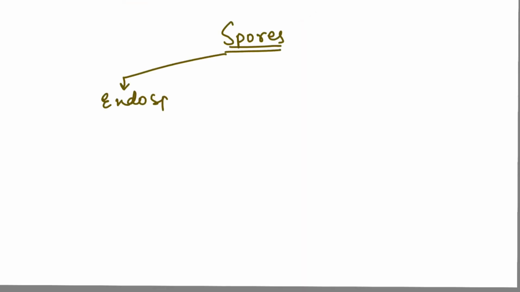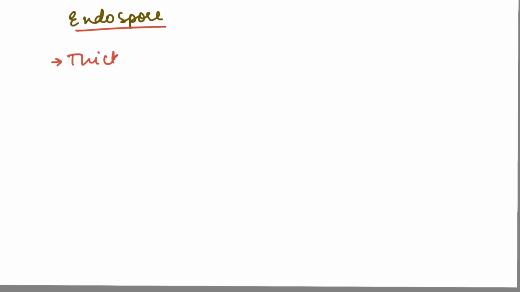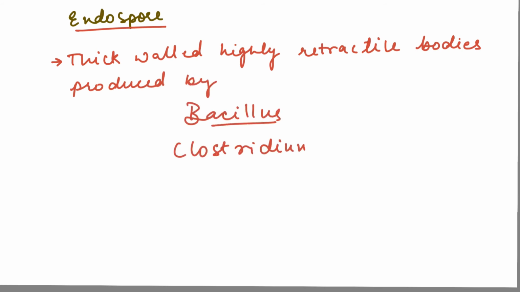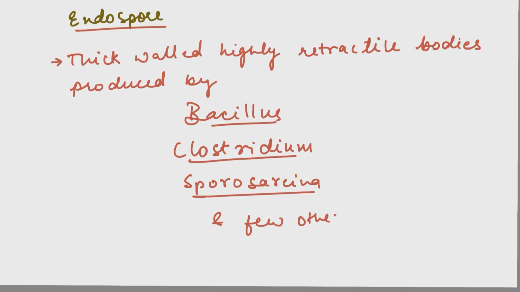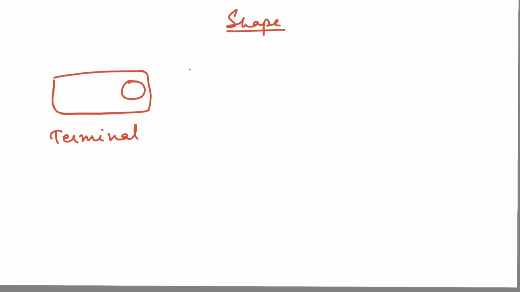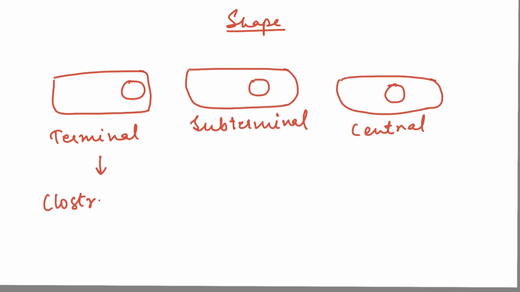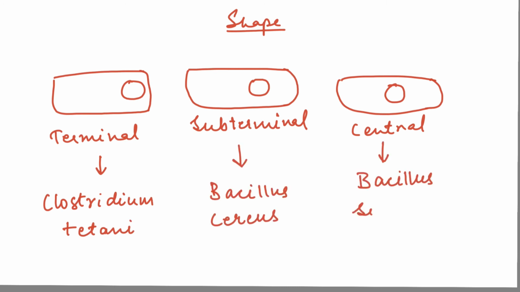In an electron microscope, it is seen as a light area with delicate fibrillar structure. Spores. Spores are of two types, endospores and exospores. Endospores are thick-walled, highly refractile bodies produced by Bacillus, Clostridium, Sporosarcina and a few others. Shapes: terminal, present in Clostridium tetani; subterminal, present in Bacillus cereus; and central, present in Bacillus subtilis.